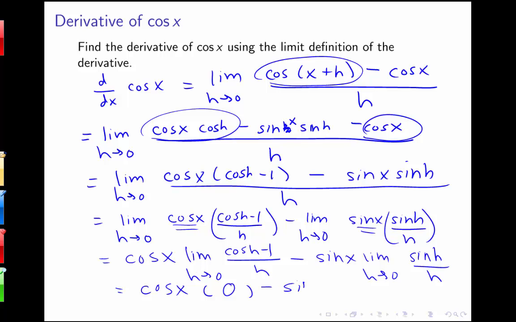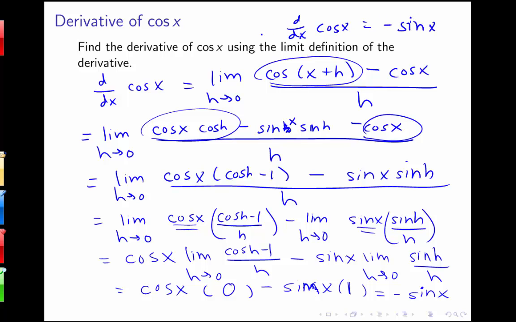So this is going to be minus sine x times the value of the limit as h goes to 0 of sine h over h, which we showed was equal to 1. So now I've got 0 times cosine x, which is 0, minus sine x times 1. So I see that I have negative sine x. So we've shown that the derivative of cosine x is negative sine x.